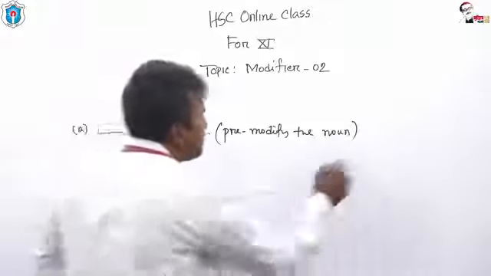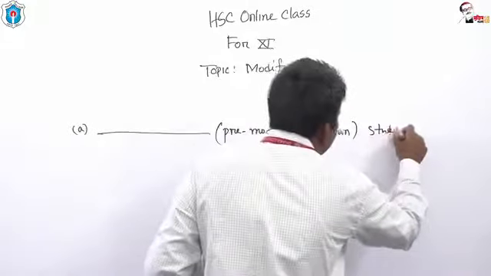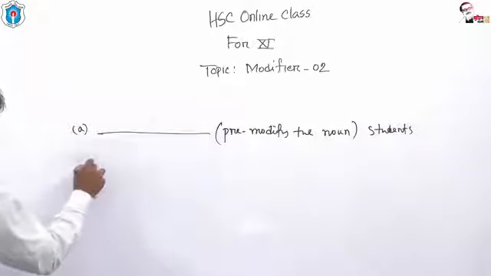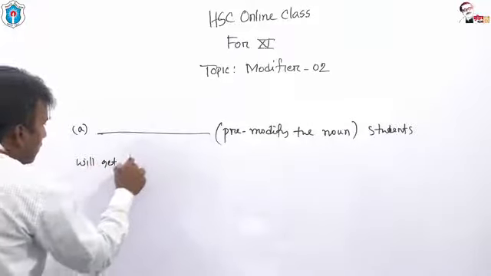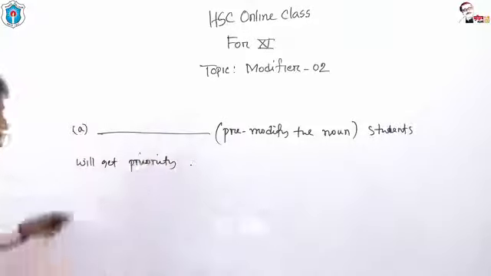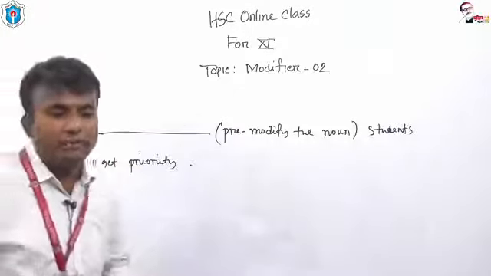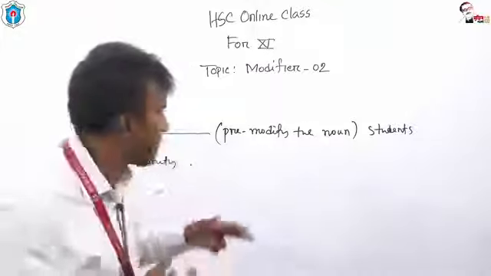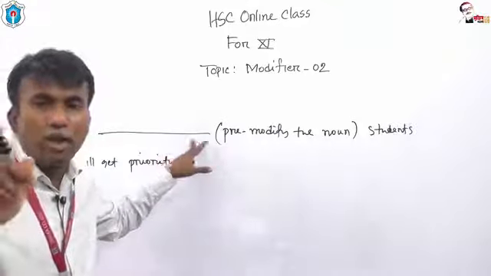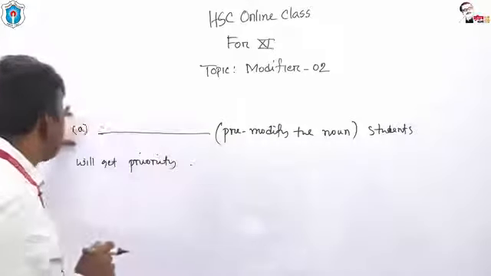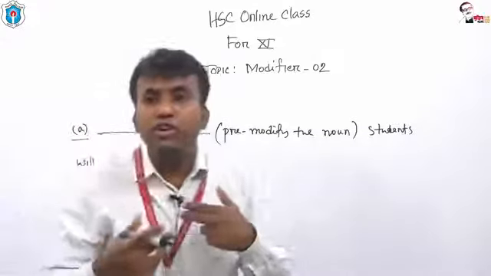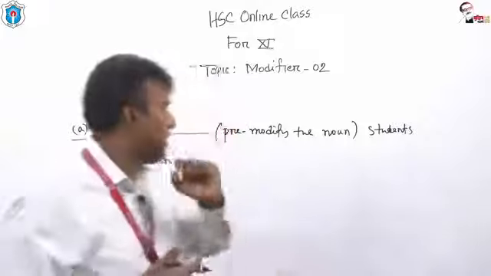Dash, then students will. Look at please, my dear student. Dash students will get priority. Here, this is the sentence. In this sentence, you have been given one question, and the question number is A. But what you need to understand here is very important.